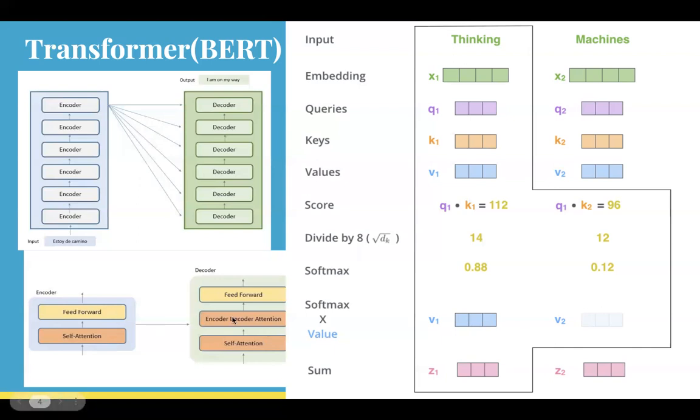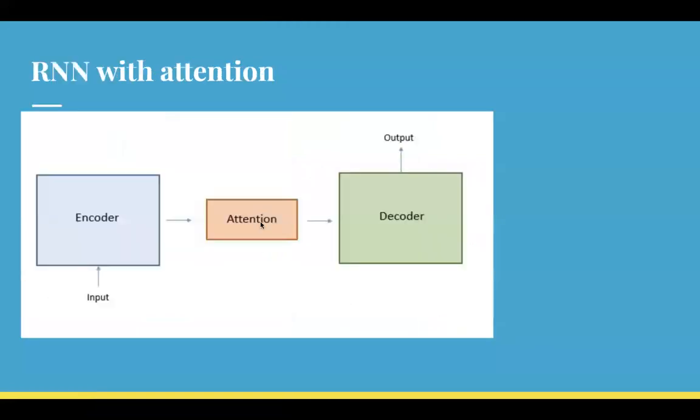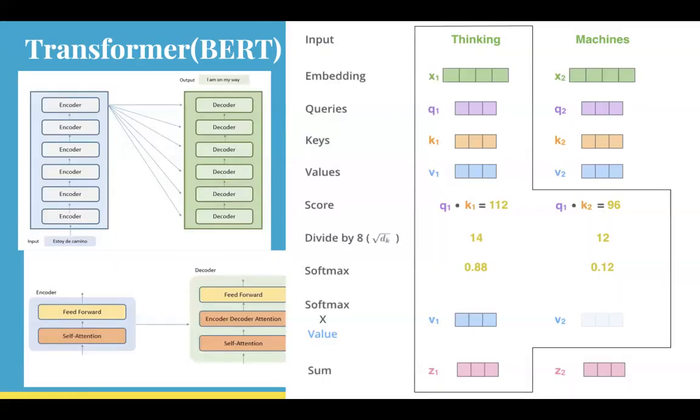The decoder has the same architecture, but it also has an encoder-decoder attention layer. We can think of this as the attention layer we saw between the encoder and decoder in RNNs with attention. So we can think of this in the same way. Now that we have the architecture, let's look at how it works.